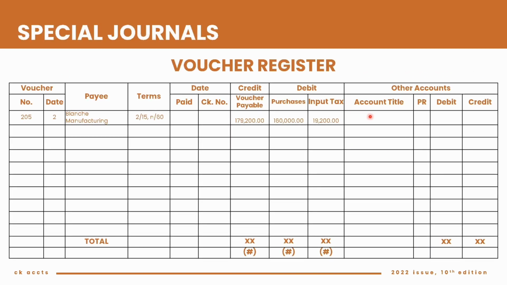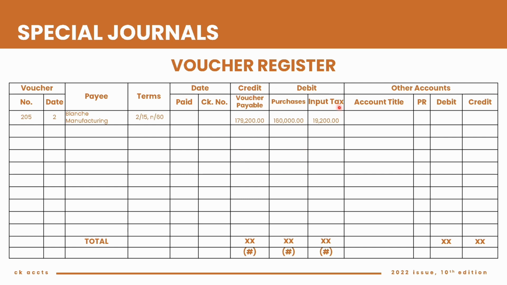So, ito yung magiging entry natin. So, for voucher number 205, date October 2, payee is Blanche Manufacturing, terms ay 2/15, n/60. So, kung hindi siya given dun sa transaction, probably given siya dun sa source document na kalakip nito na makikita nyo dun sa ating source documents file sa ating practice set. So, nabanggit ko na rin yun sa previous videos natin. Then, for the credit, we have 179,200 under the voucher payable column.